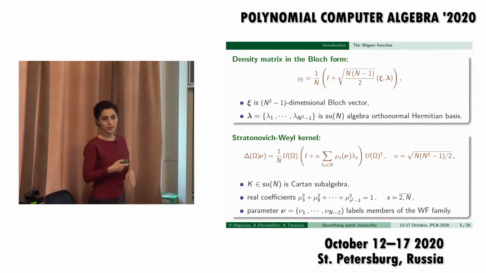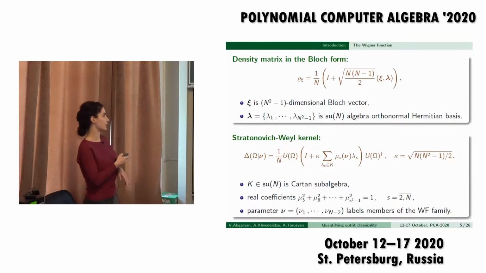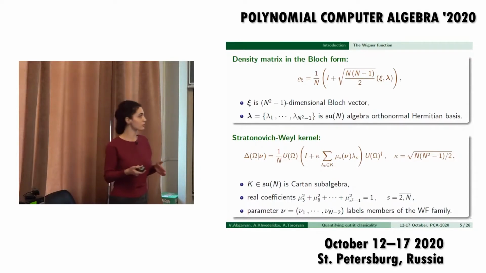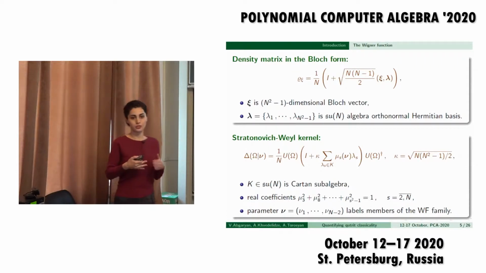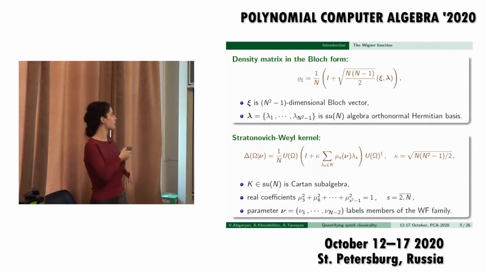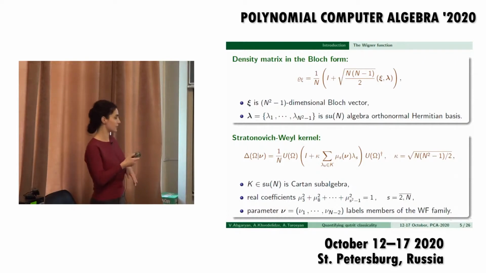So the density matrix is presented in the so-called block form, where psi is an n squared minus 1 dimensional block vector. Lambdas are the orthonormal Hermitian basis of the SU(N) algebra. And to receive the Wigner function, you have to have two components. It's the density matrix and also the kernel, which is presented here by the SVD form, where k is a real parameter.